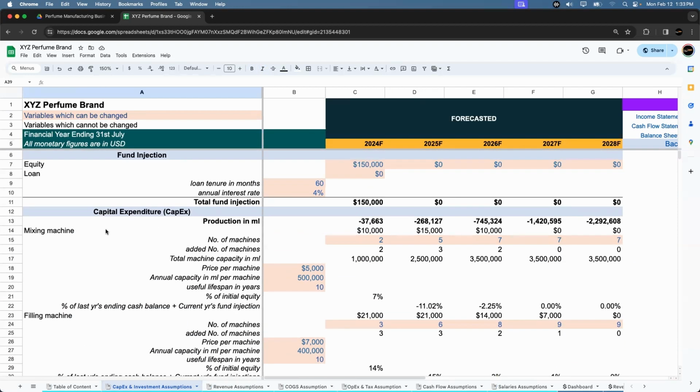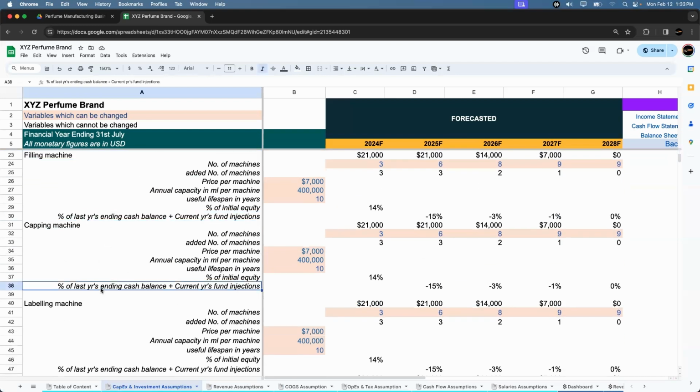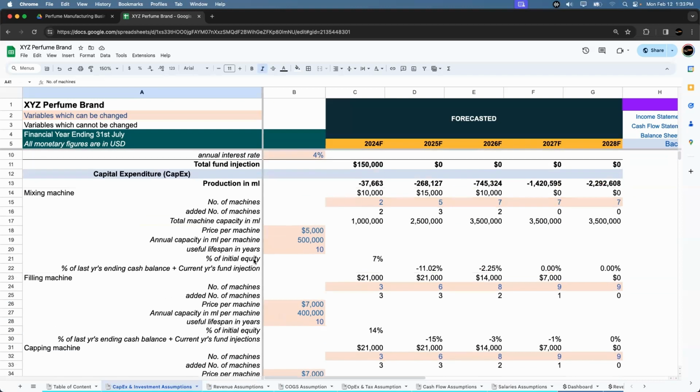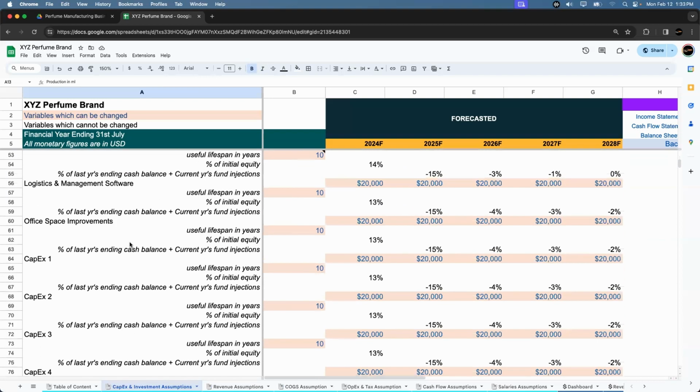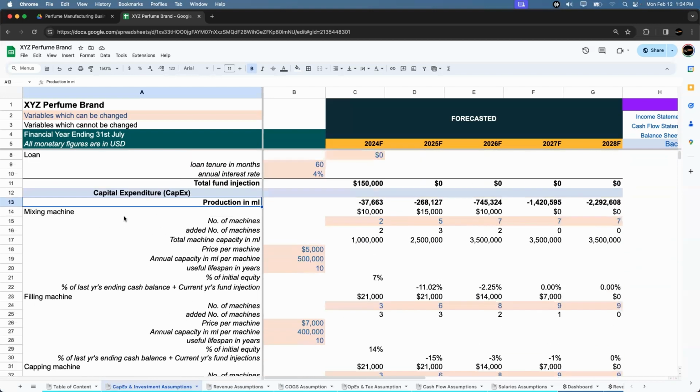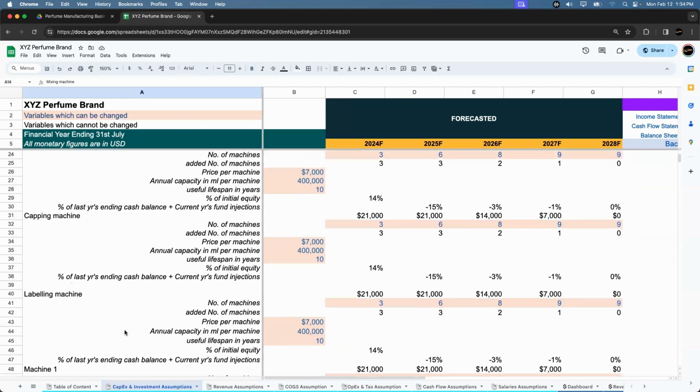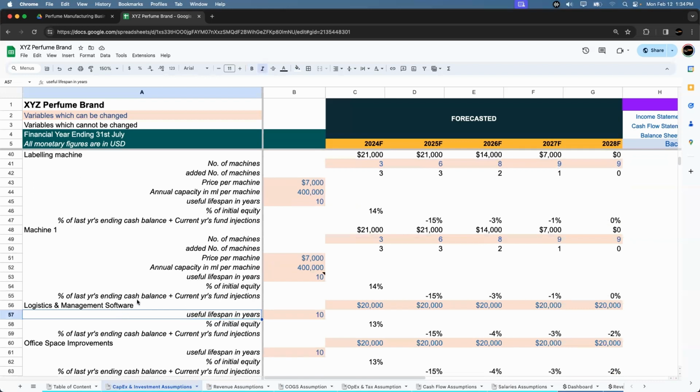Please keep in mind that this is for perfume business, but let's say if you want to start a different sort of business, let's say you have a consumer electronics manufacturing business, then you can enter the machines required for that particular business in this area, and then complete the model. The capex part of the model is divided into two sections: the fund injection section and the capital expenditure section. And the capital expenditure has two types of items. One is capacity dependent items, and another is non-capacity dependent items.